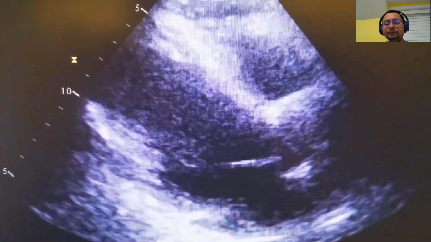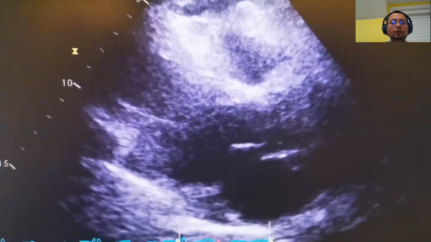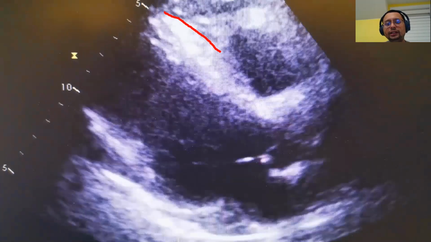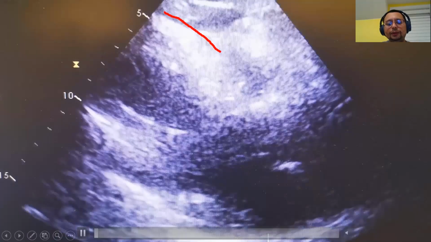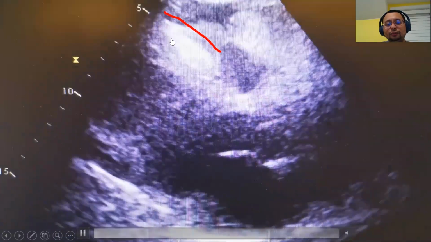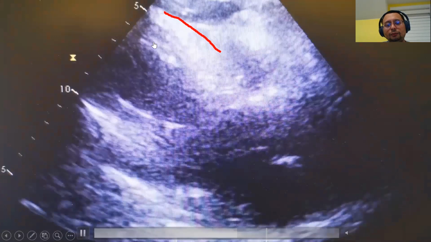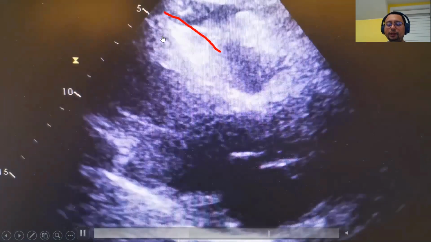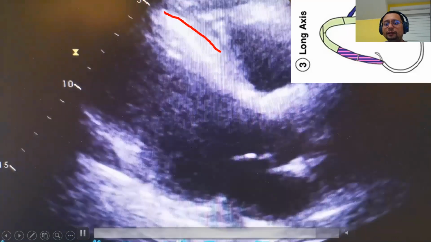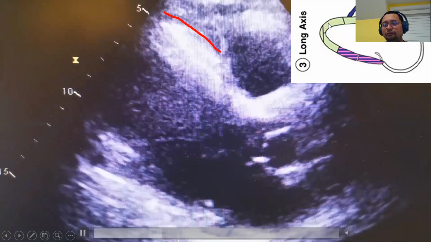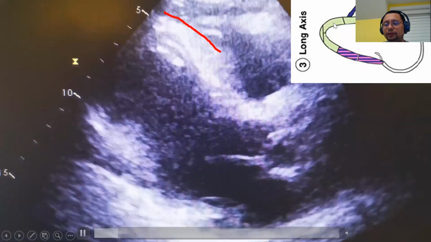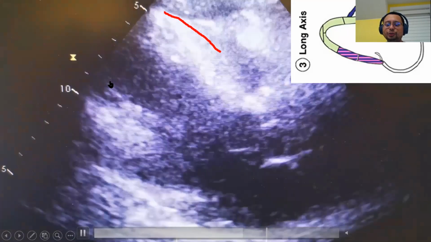However, I wanted to get your attention to the mid anteroseptal region there. Pay particular attention to this part there. You can appreciate that the part is very hypokinetic. So if you look at the picture here, that is at the region of mid and also apical septal of the left ventricle, which is the LAD distribution.